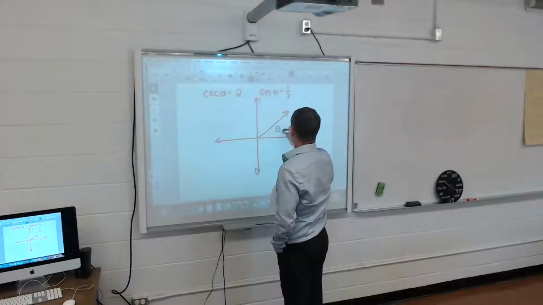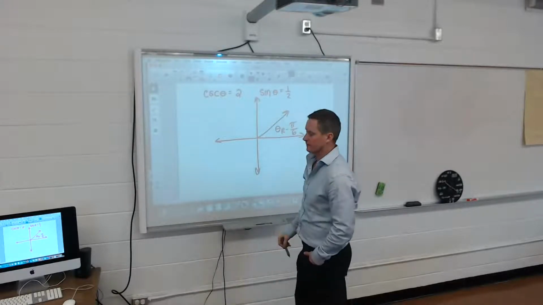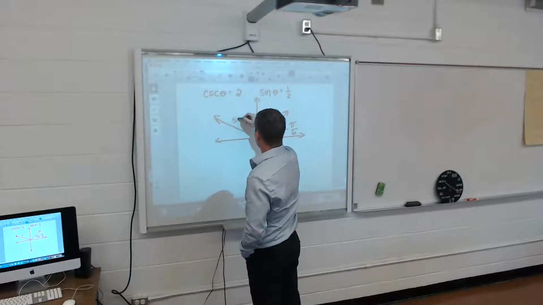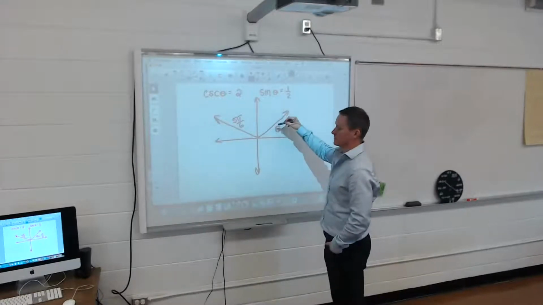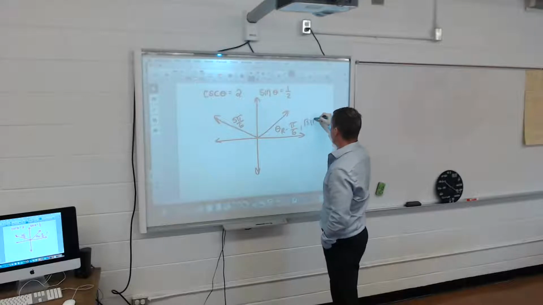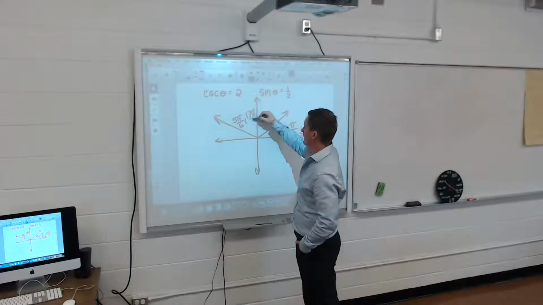No, wait. Oh yeah, pi over 6, and then 5 pi over 6. Then go once around the circle, so that's 12 pi over 6. So this is then 13 pi over 6, and this is 17 pi over 6.